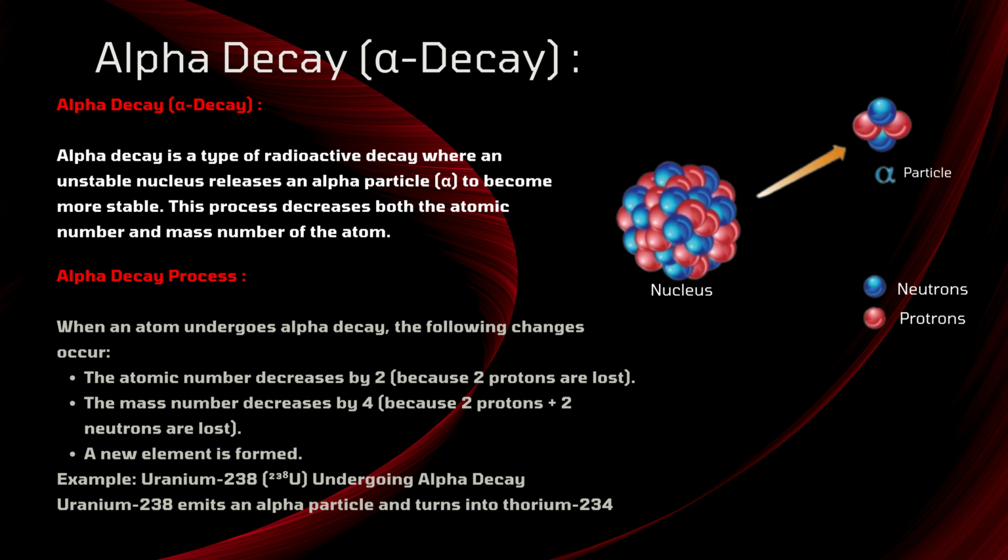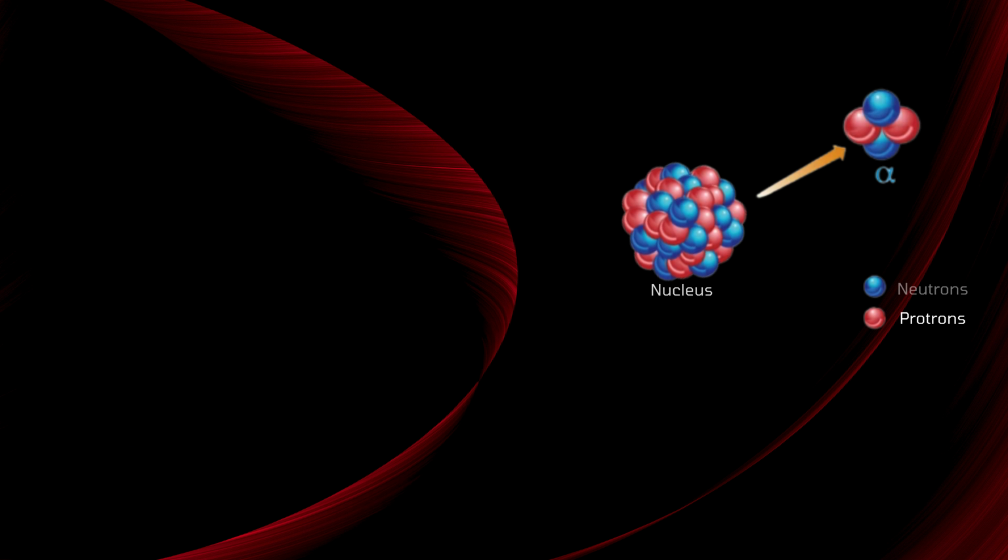Example: uranium-238, ²³⁸U, undergoing alpha decay. Uranium-238 emits an alpha particle and turns into thorium-234.